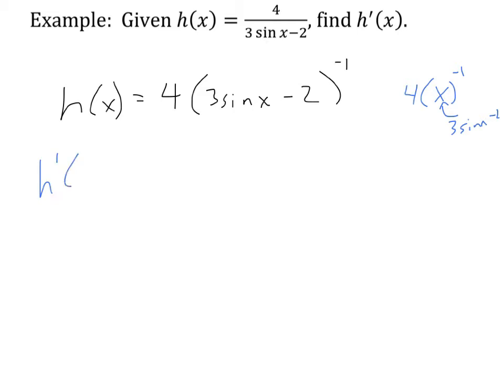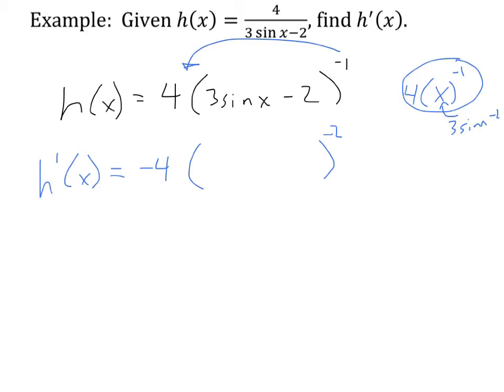When I do h prime of x, well, the derivative of something raised to the negative 1 power, we bring that negative 1 power down, negative 4, we leave the inside alone and we subtract 1 from the power. Right? That's how we do the derivative of something raised to the negative 1 power.